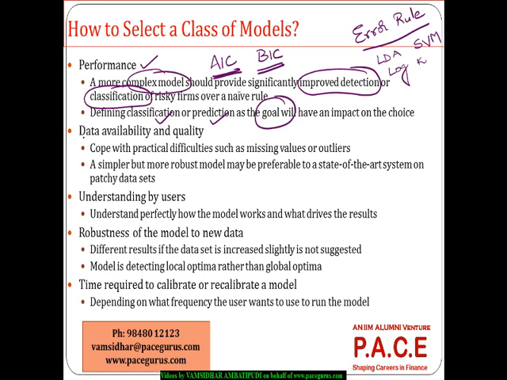Similarly, one more attribute that I am looking at is the data availability versus the quality. Right? I mean, apart from looking at everything, the model should be able to handle the missing values and outliers. And probably a simpler model which is more and more robust is very much required compared to a state-of-the-art system which is having patchy data sets. So I have to be very careful in choosing my model. It should be very much understandable by the users. People should be able to make out what is the logic behind the working of the model, how it works, and how the results are typically obtained.